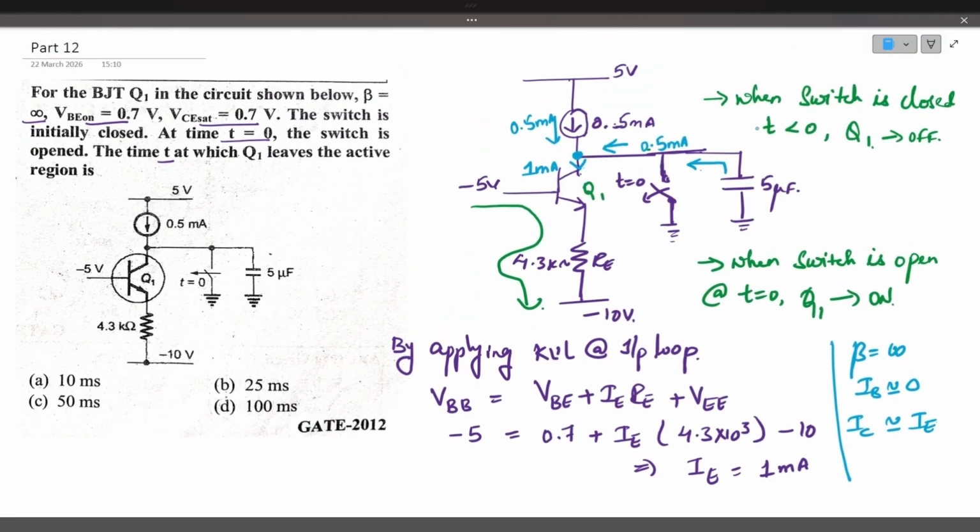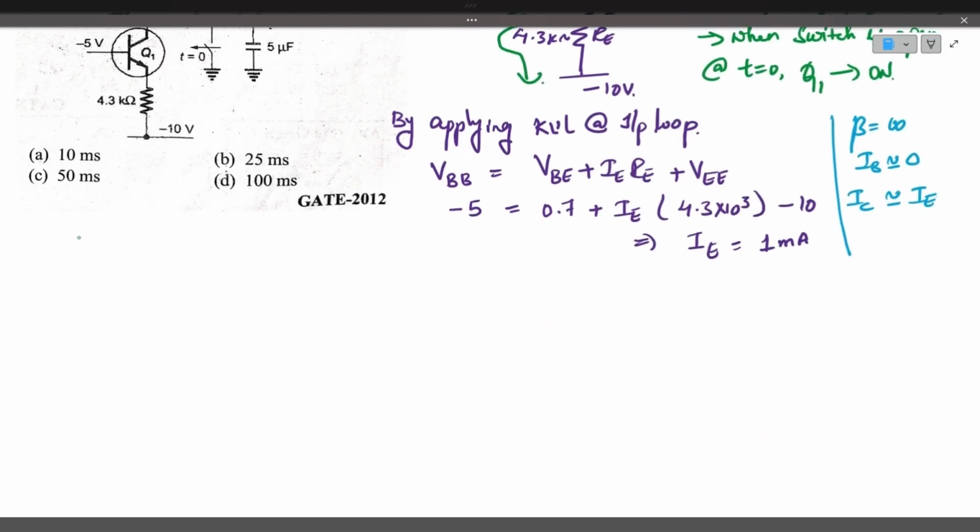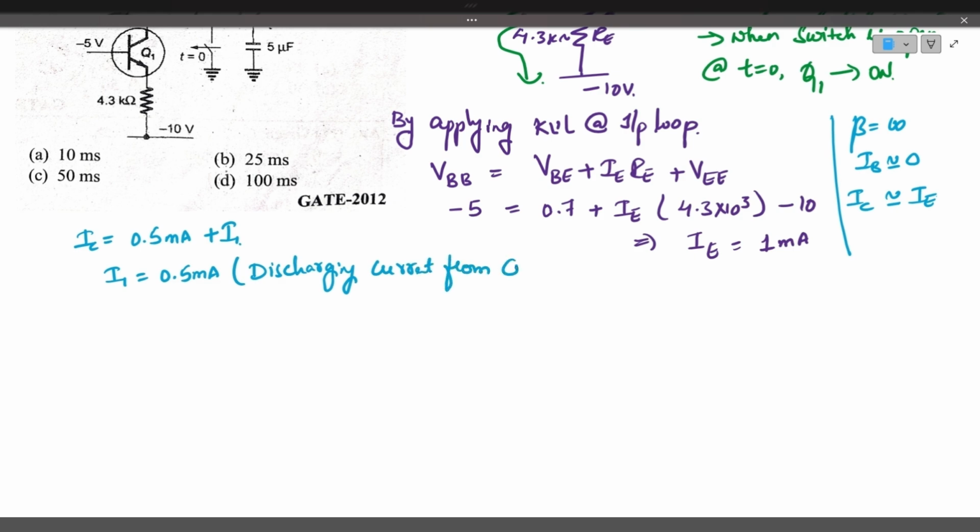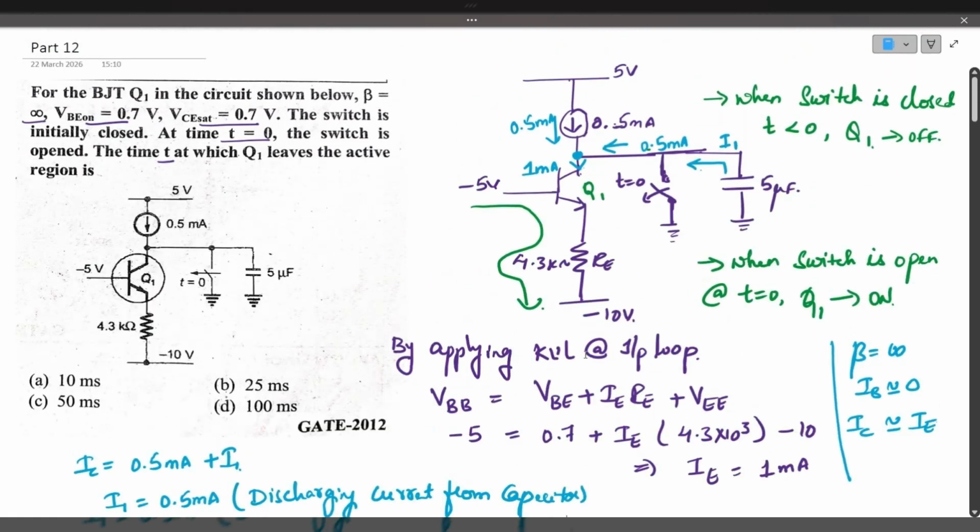If you name this current I1, you will get the collector current equals 0.5 milliamps plus I1. So I1 is 0.5 milliamps, which is the discharging current from the capacitor. If the capacitor is discharging current, there will be some voltage across the capacitor, that is VC. We need to find out that VC.